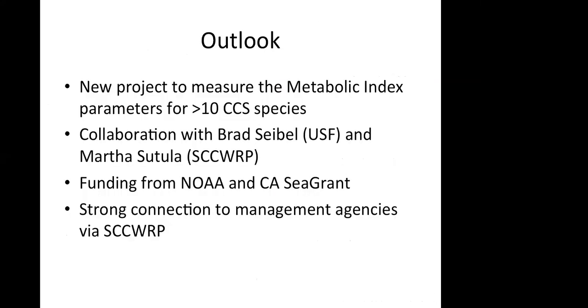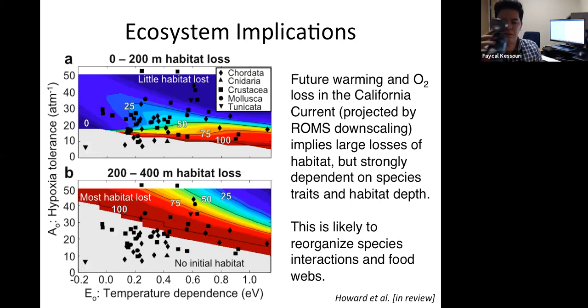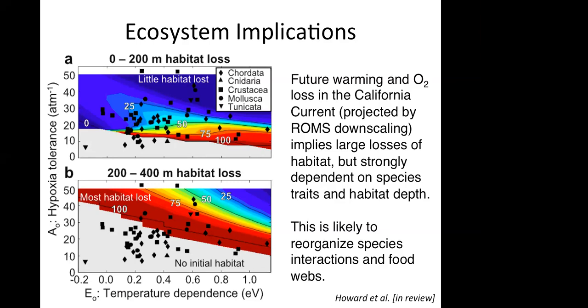One of the things that's quite exciting now for us is to look forward to new measurements in a project that's being supported by NOAA and California Sea Grant to actually measure the metabolic index parameters through respirometry on more than 10 California Current species. This is a collaboration with SQIRP and University of South Florida. Brad Seibel will be doing the respirometry, and we're expecting a strong connection of the results to management agencies facilitated by the work of SQIRP and Martha Sutula. And we're looking forward to putting many more actual species on this picture of how habitat loss is likely to differentially impact the current. So with that, I'll pass the baton and save questions for the group session.